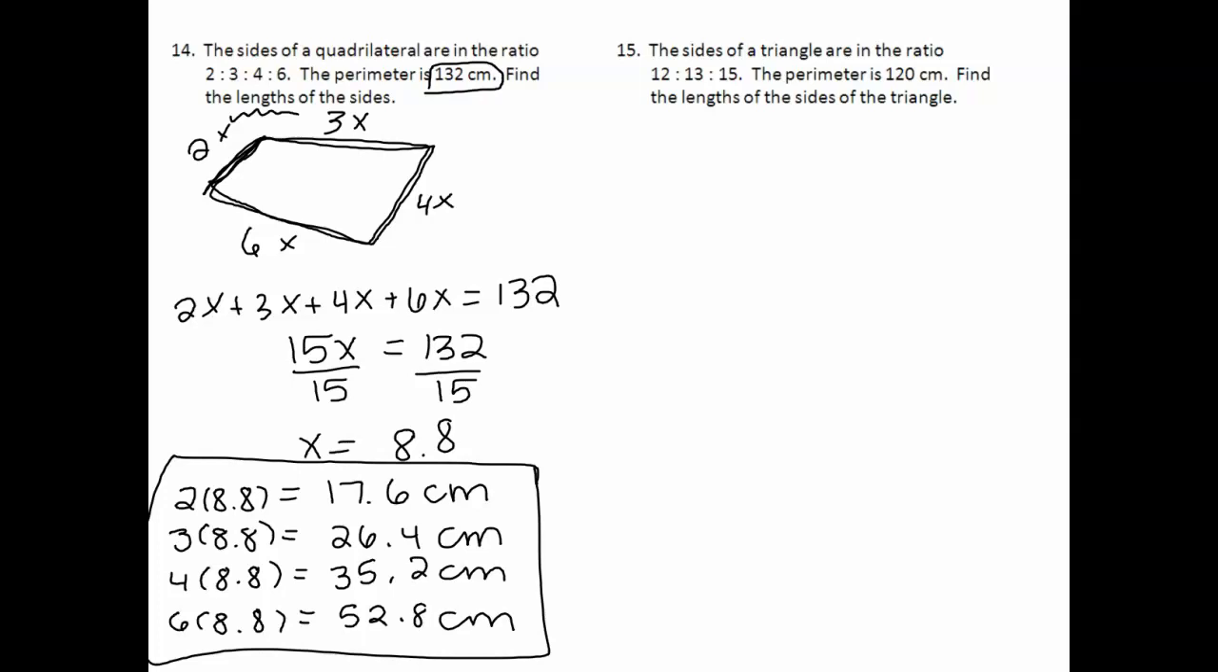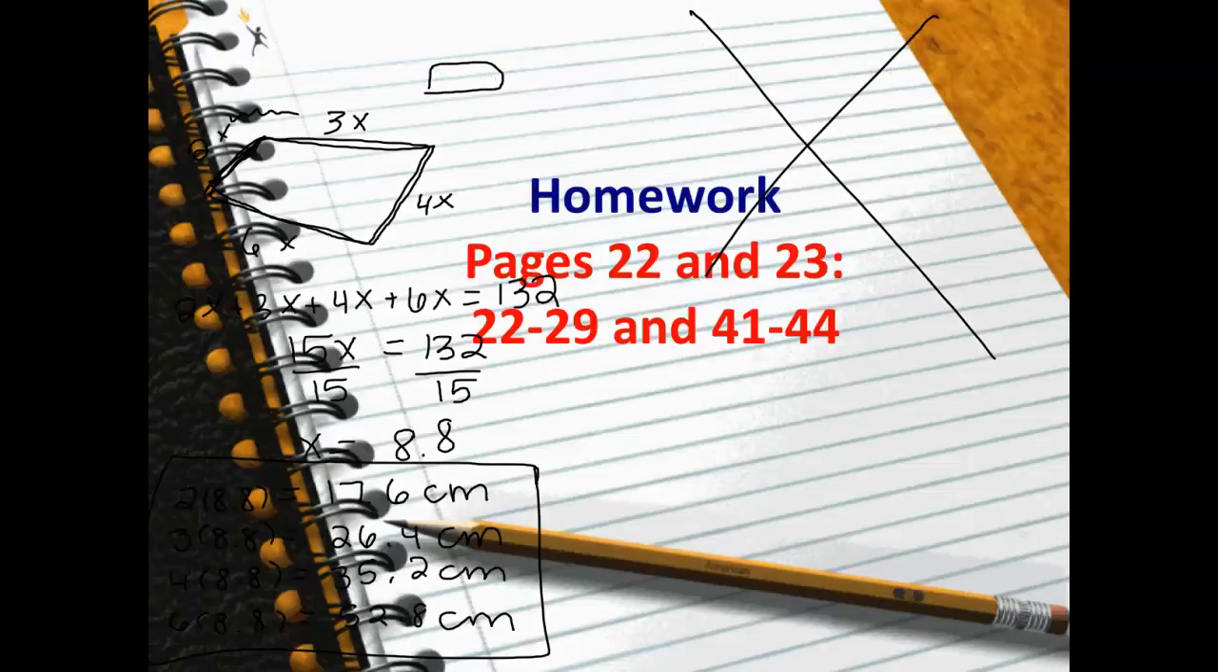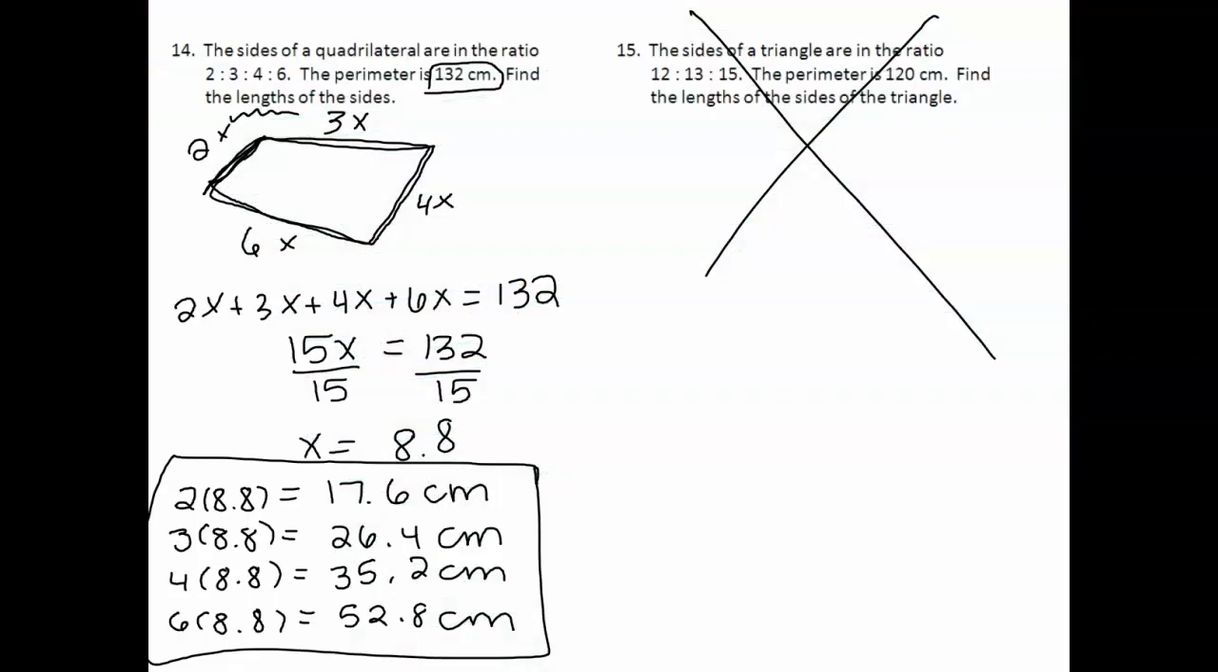So your homework is the next page, front and back in that packet. So it's 22 to 29 and 41 to 44, front and back page in that packet.